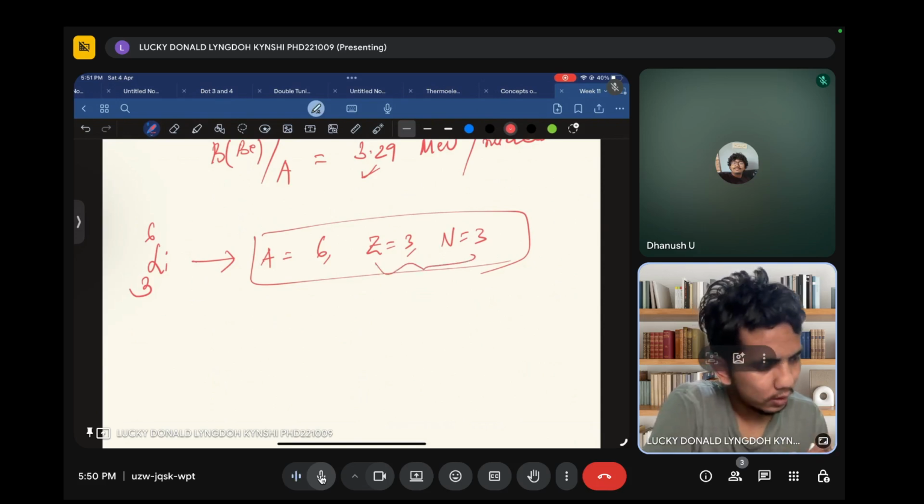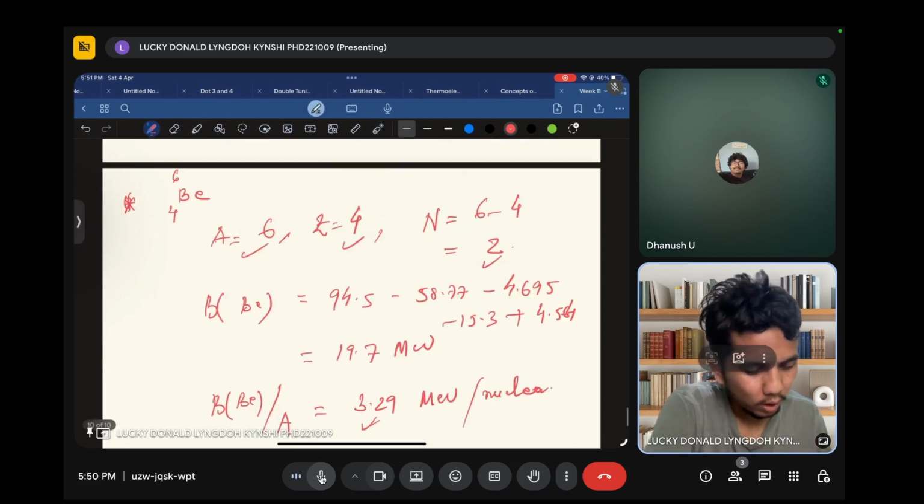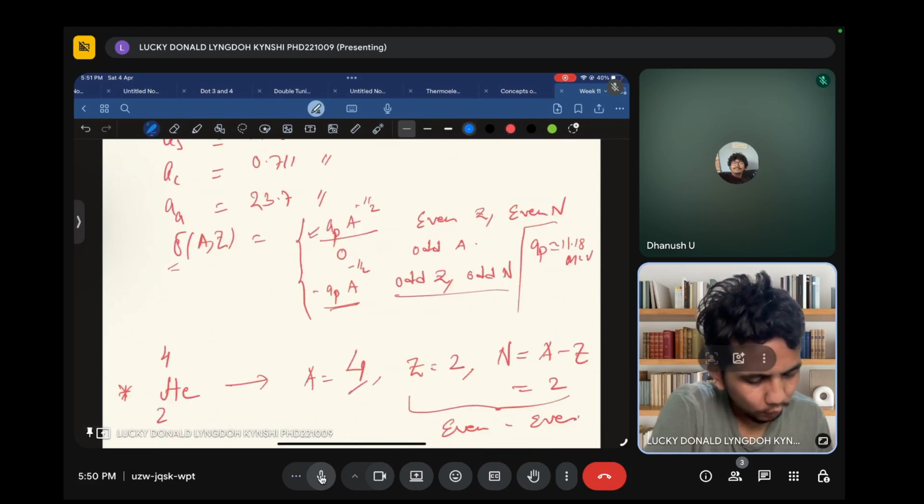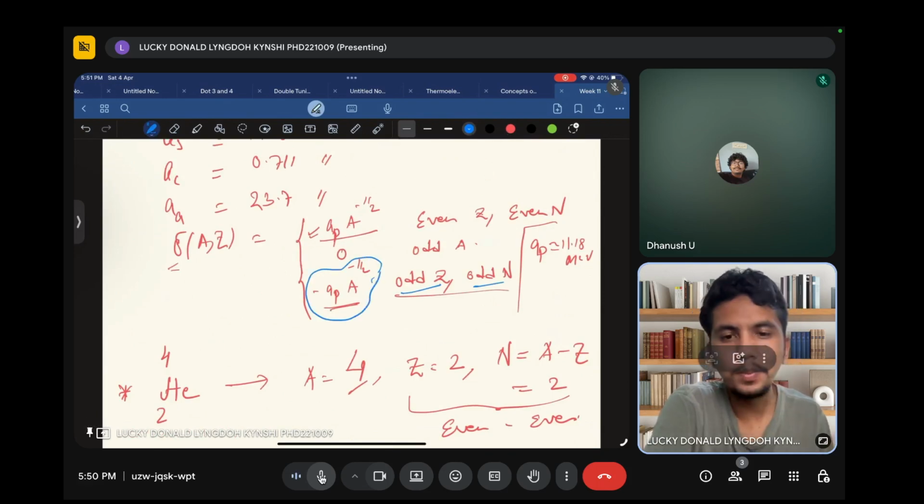And remember this one. Z is 3, that means odd, and N is odd. So what you have to find out? You have to use this formula. Minus of AP. For odd Z and odd N, you have to use this one. Not positive AP, it will have to be minus of AP.